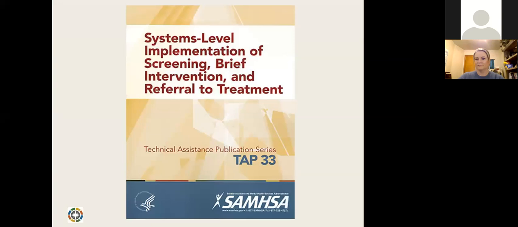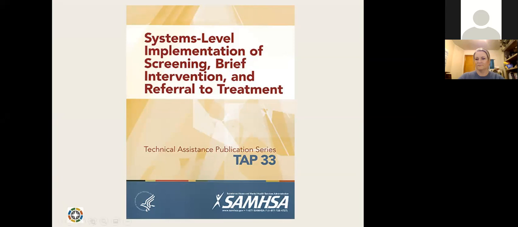Another resource out there, and I mentioned this last week, is TAP 33. SAMHSA has done a great job of putting these tips and taps together. What I love about them is they're free. So you can access those. You can just type in SAMHSA TAP 33. It'll bring that up in a search engine. And it really does give a lot of lessons learned.